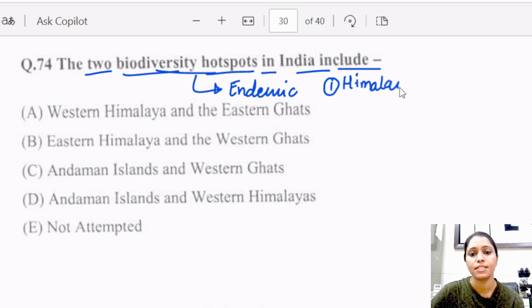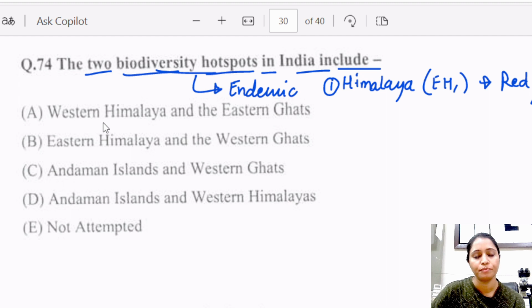India is one of the most biodiverse countries, and it includes 4 biodiversity hotspots. First is Himalaya, which includes the Eastern Himalaya, and the species present in the Himalaya are red panda and rhododendron, which are present only in the Himalayan region.